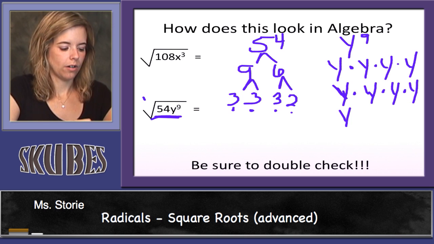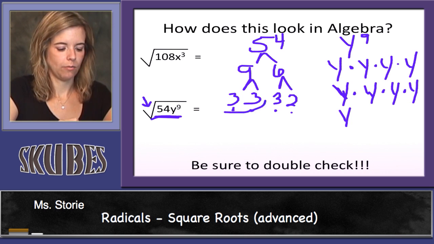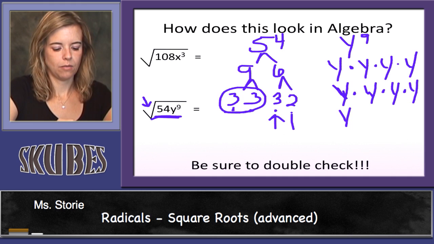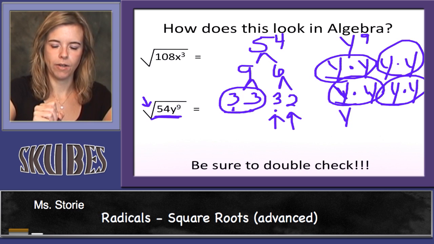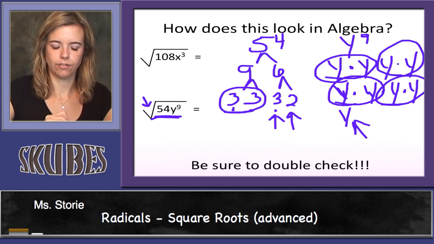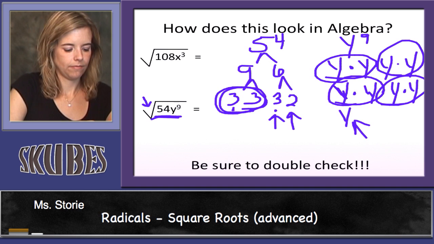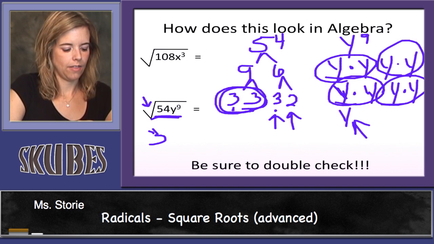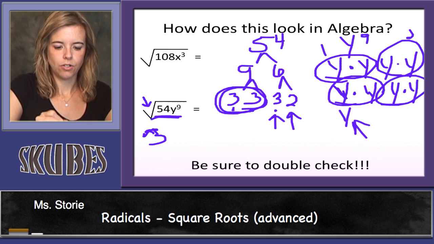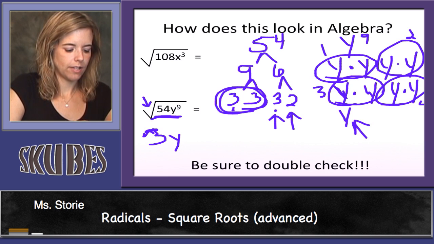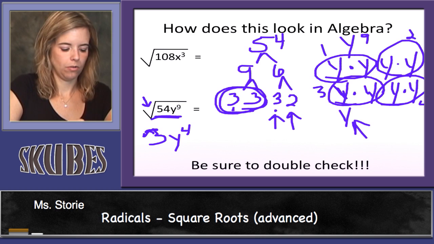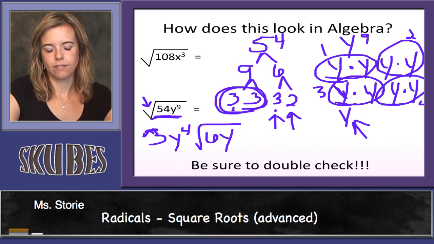So if we're looking for index 2, pairs, I have a pair of 3's, and then these guys can't pair up, so they're lonely leftovers. So I'm looking to pair up my y's as well. I have 1, 2, 3, 4 pairs of y's, and a lonely leftover. So the pairs come out, a pair of 3's, and then I had 1, 2, 3, 4 pairs of y's. So the number of pairs I have becomes the new exponent on the variable. And then the lonely guys, which are 6y, go back under the radical sign.